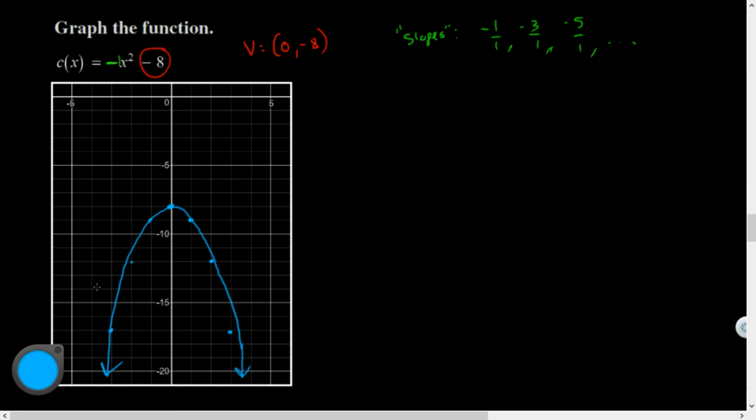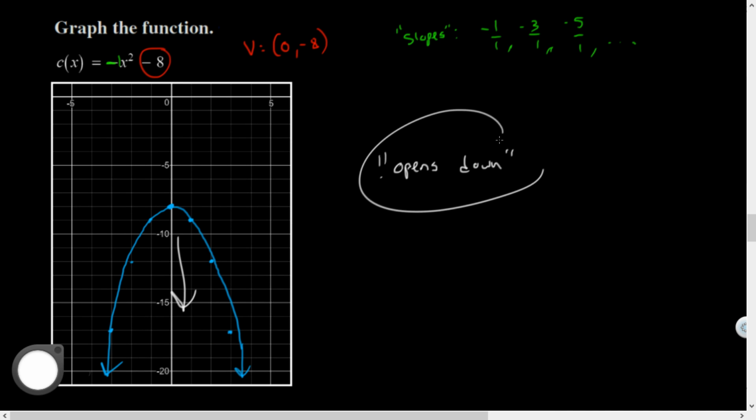Now, this is what I would call an upside down parabola, or I would say it opens down. It's opening downward, the direction that this swoop is looking. You could even say that where these arrows are going, because this does travel infinitely, it opens down. So if you ever hear that terminology, that is what I mean by opens down.